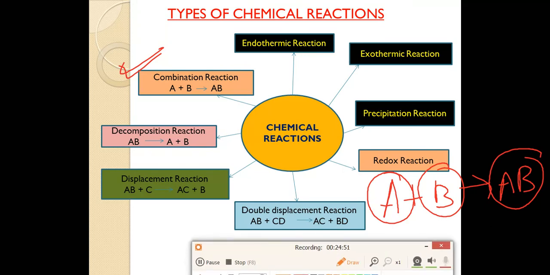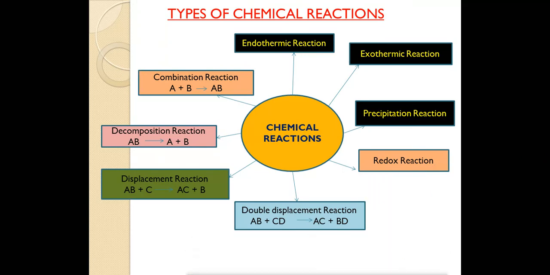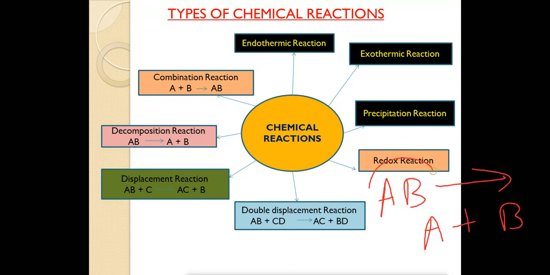Next is decomposition reaction. Decomposition means breakdown. Substance is breaking down. So in decomposition reaction, a given substance reactant will break down to give you two or more products. For example, AB is a reactant which is breaking down to give you A plus B. A single reactant is breaking down to give you two or more products. So that is an example of decomposition reaction.